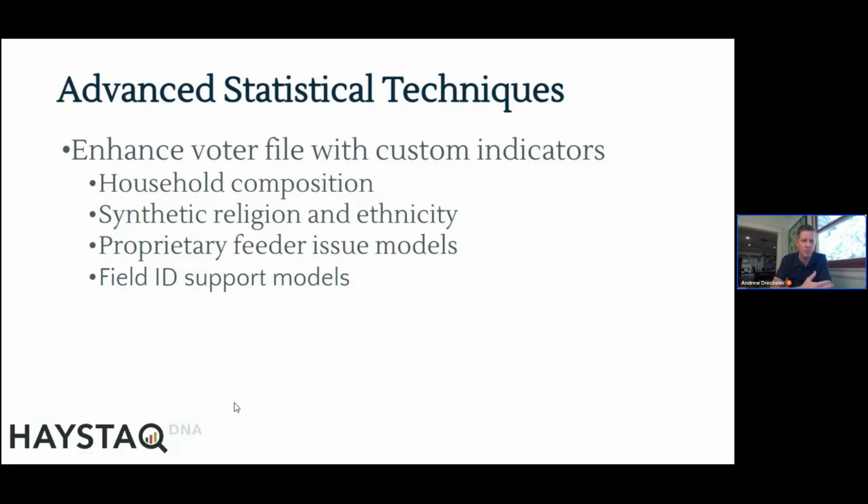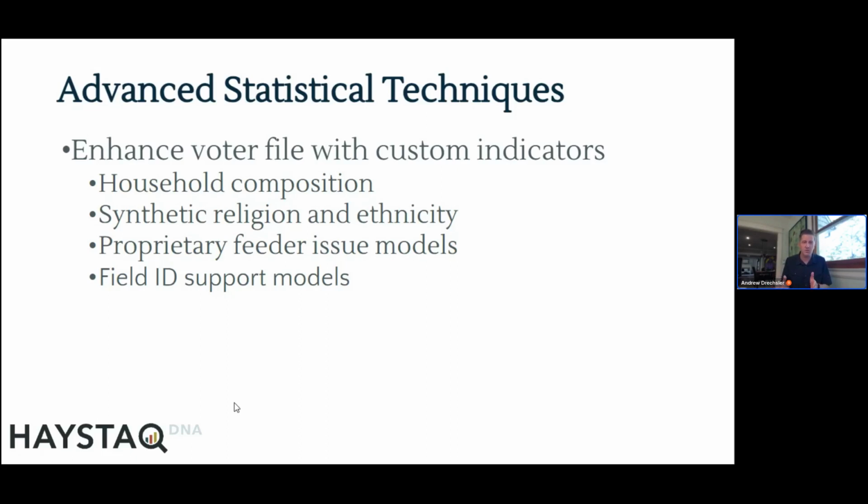on whether household compositions, children versus non-children in households. We have a number of different models that we have built out on religion, ethnicity. We have our issue models that I'm going to talk a little bit about later. And we have any models, or not models, but any information that we have from the campaign. So if you're coming to us and you have, hey, we've talked to hundreds of people, if not thousands of people, if you have that information, that's a great start.